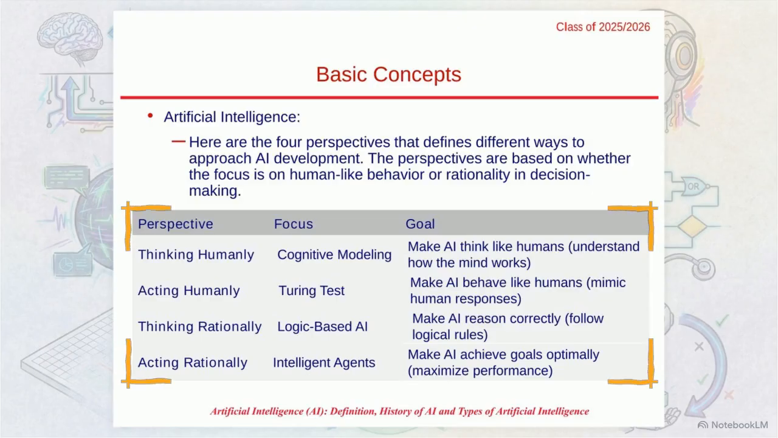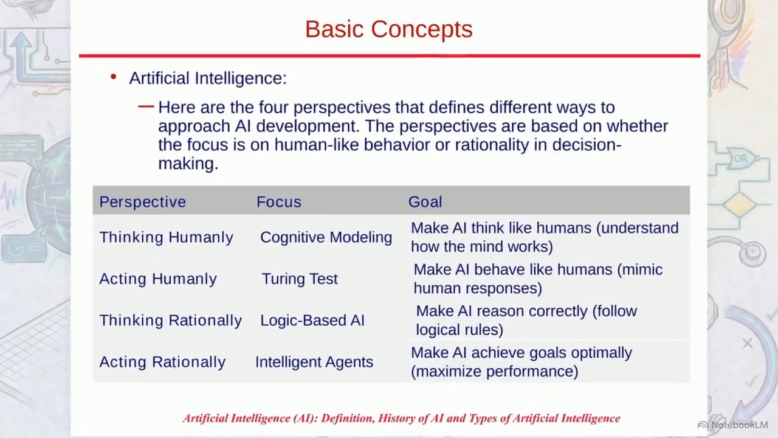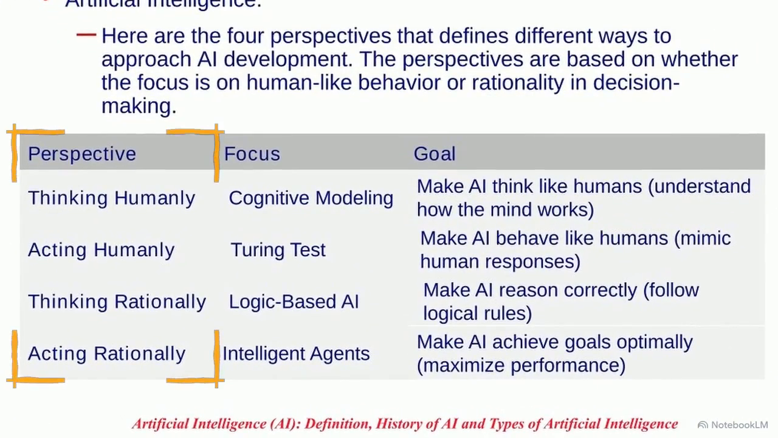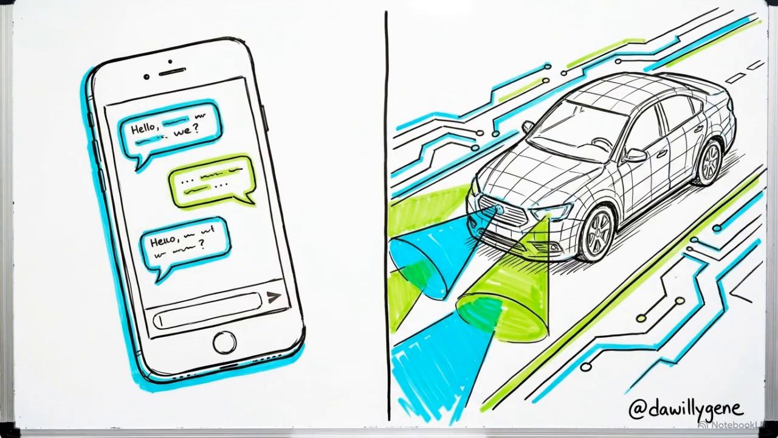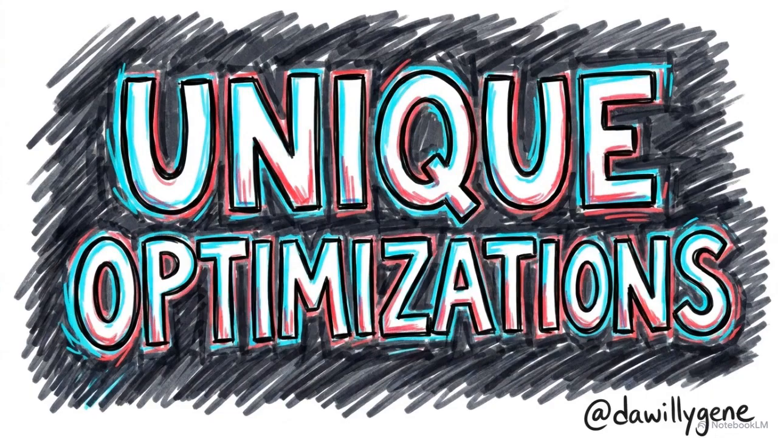This table shows the resulting intersection. By mapping these two axes against each other, we get a 2x2 matrix. This grid establishes the 4 distinct perspectives that govern all artificial intelligence development. Understanding where a technology sits on this matrix explains why a conversational chatbot operates so differently from an autonomous vehicle. They are quite literally engineered for different definitions of success.